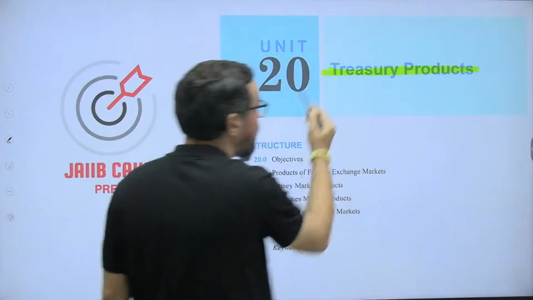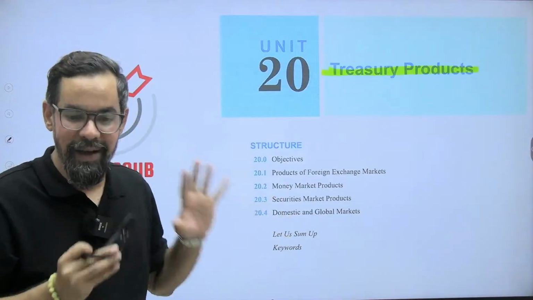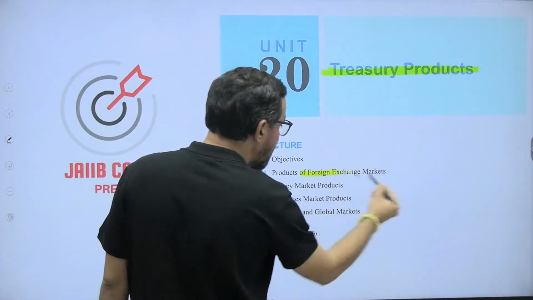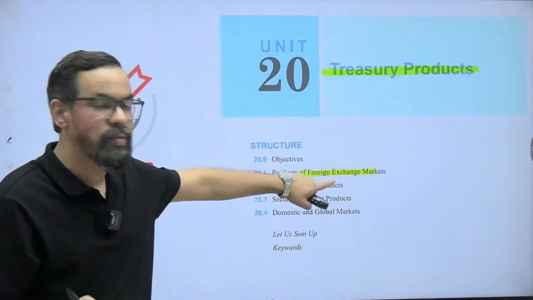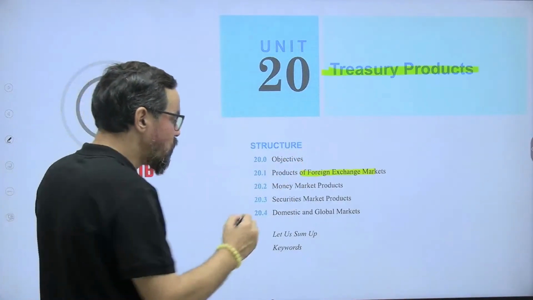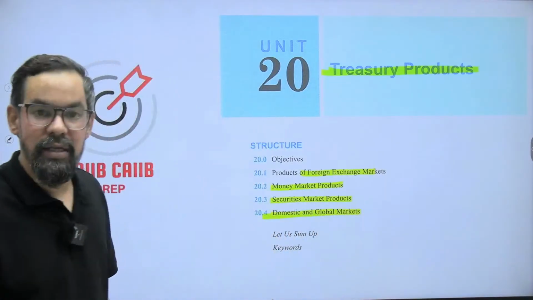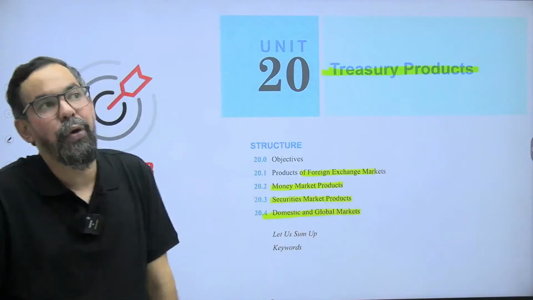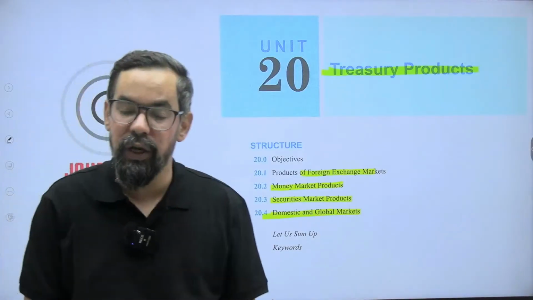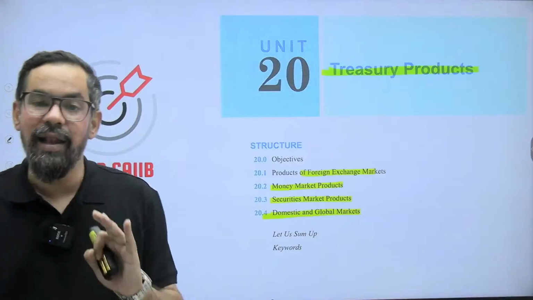Then we have treasury products, another one. Last year there were a number of questions. Usually we take this particular topic a bit lightly, because, I'll tell you the reason. When it comes to treasury products, it includes forex, that you have discussed in detail. We have practiced a number of questions around this. Then another one is money market and securities market, and domestic and global market, meaning ADR, GDR, IDR. So money market products like call money, notice money, term money. We have commercial paper, certificate of deposit, treasury bills, LAF, liquidity adjustment facilities and all.